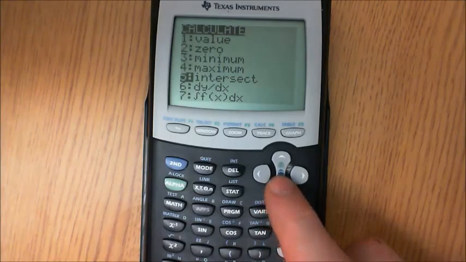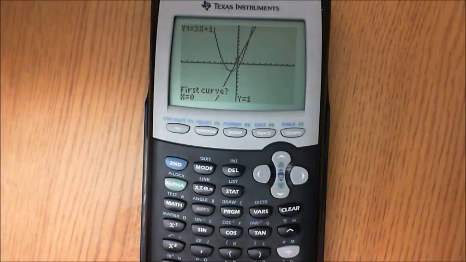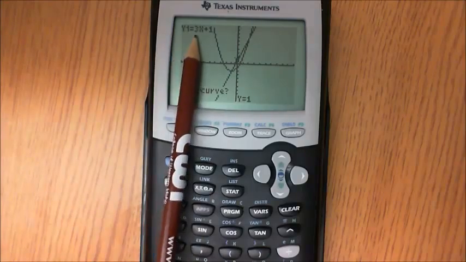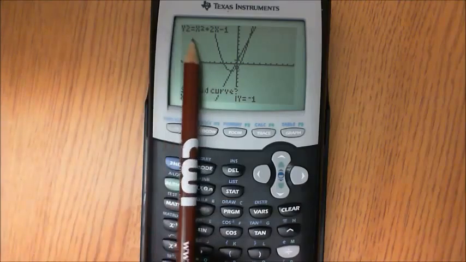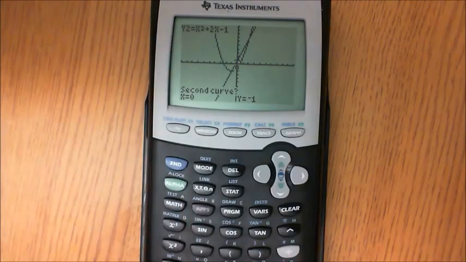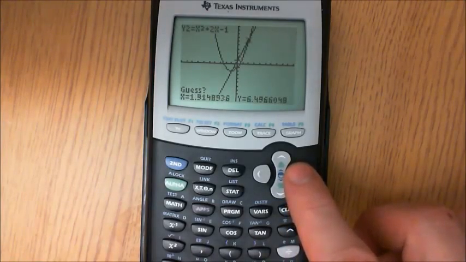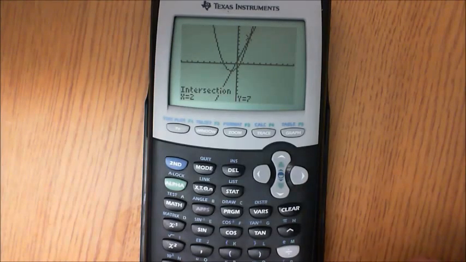So I'll push second to access the calc menu. Now I want to find the intersection. Where do these cross? First I have to identify which curve I'm dealing with, because you could have more than two curves, so it doesn't just know these are the two we're dealing with. In this case we only have two, but I still need to select them. The first curve will be the first equation we typed in, 3x plus 1. I'll push enter. The second curve is our second equation, x squared plus 2x minus 1. And then my guess. Notice I actually have two intersections, so I need to guess. We're going to do whatever intersection is near here. And now our intersection is actually 2, 7.